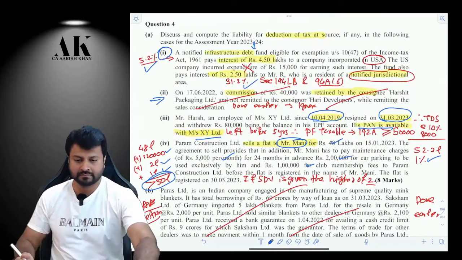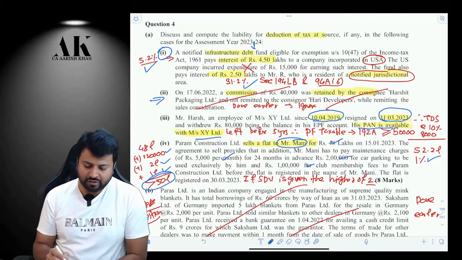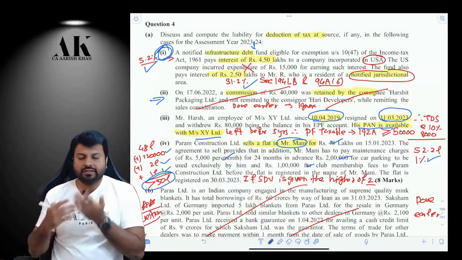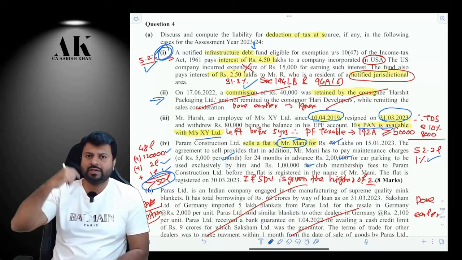Check it, please. So let's go on to question number 4, which is based on tax deduction at source. Now, in the first part, there are two parts. There is an infrastructure debt fund in India, which is making payment to a non-resident.